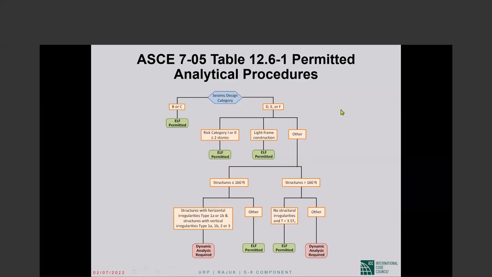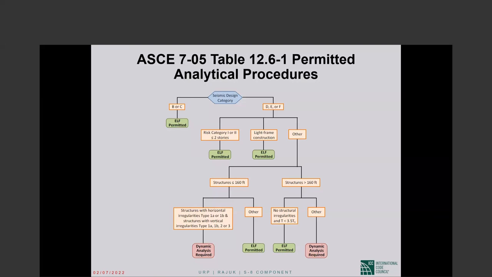Okay? If, however, your design category is D, E, or F, and these are, I think, definitely more US than anything else, still, let me give you a complete picture of what ASCE 7 tells you. So if you have light frame construction, here in the US it is wooden studs with some kind of sheathing on the studs. The sheathing can be made of wood, or it could be plasterboard, or it could be whatever.